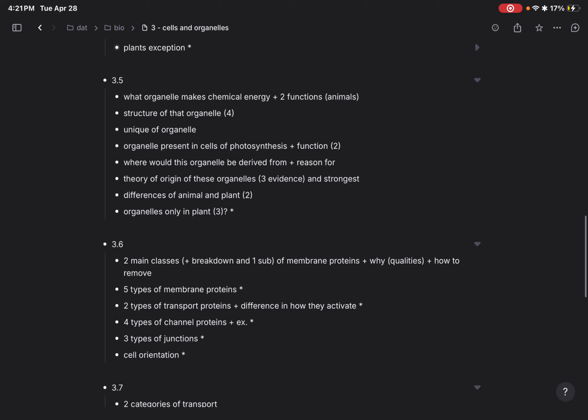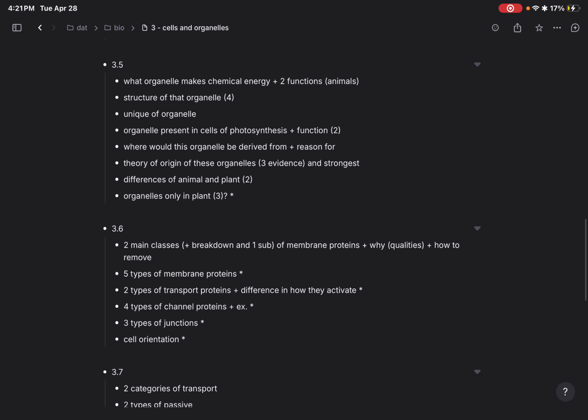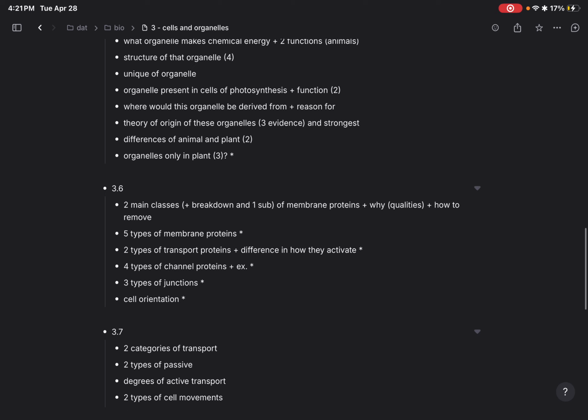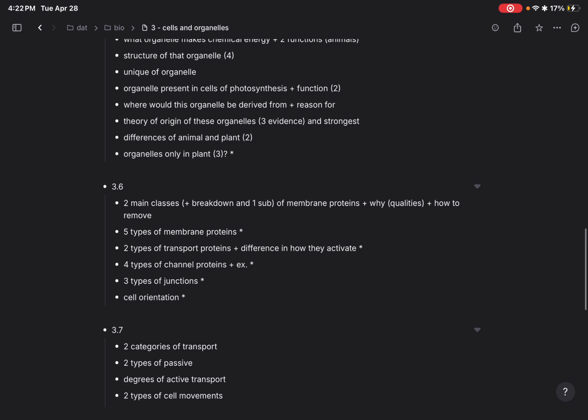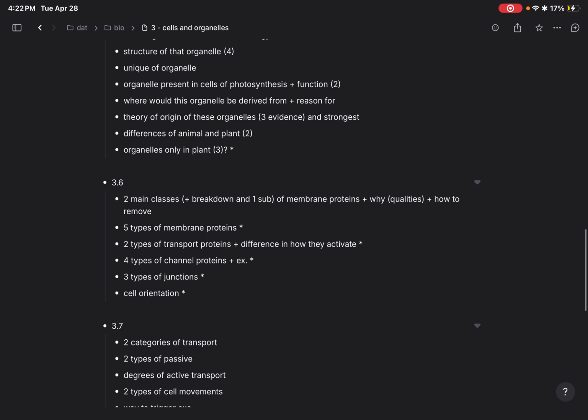Okay. What organelle makes chemical energy, plus two functions? Mitochondria make chemical energy. The two functions are beta oxidation and making ATP. Structure of the organelle: there's the outer membrane, the inner membrane, the intermembrane space between the outer and the inner, and then the matrix, which is within the inner membrane. Unique features: it contains its own ribosomes and its own DNA, genetic material.